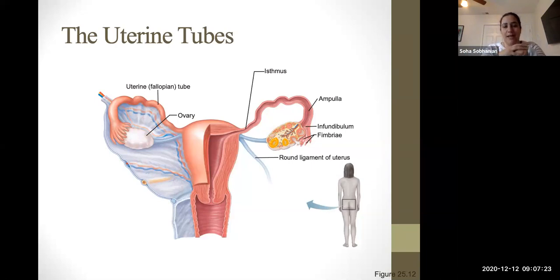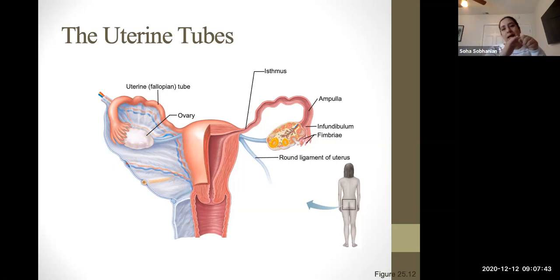So what is happening as the body gets ready for ovulation, the hormonal changes that are happening trigger the movement of your fimbriae. So these fimbriae are going to create this kind of wave motion. So they're kind of doing this.